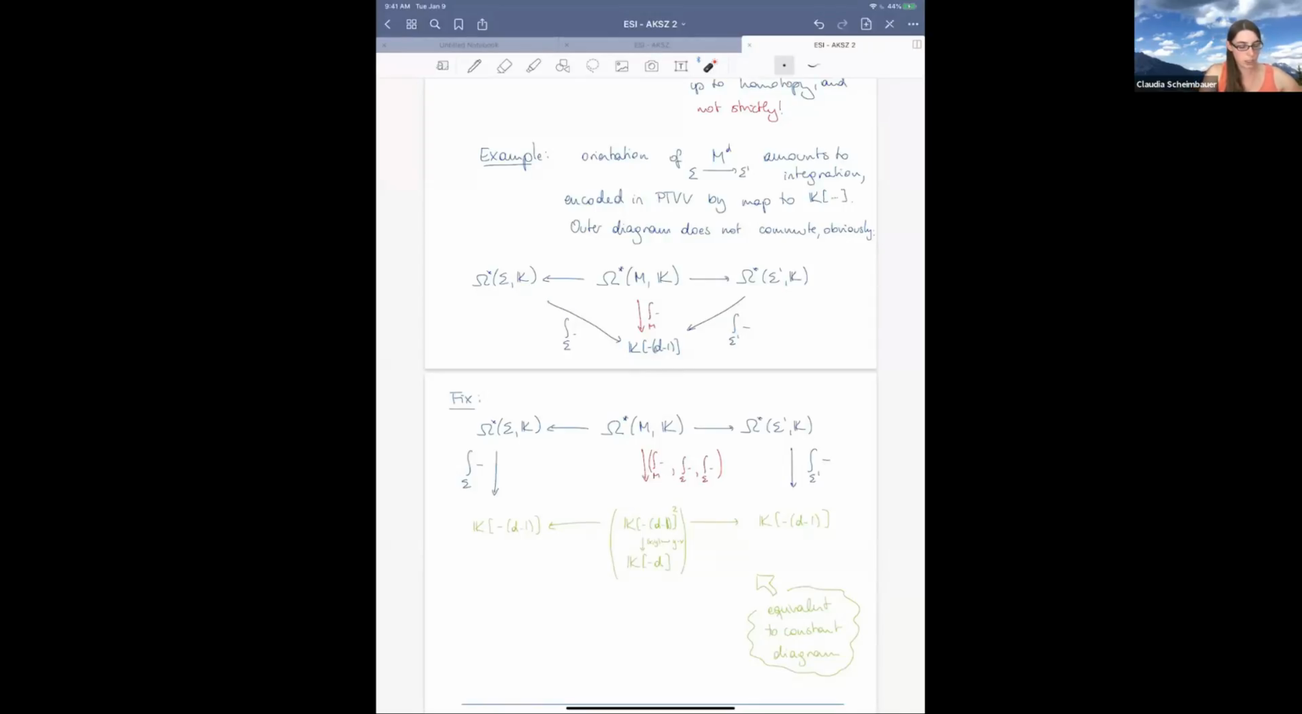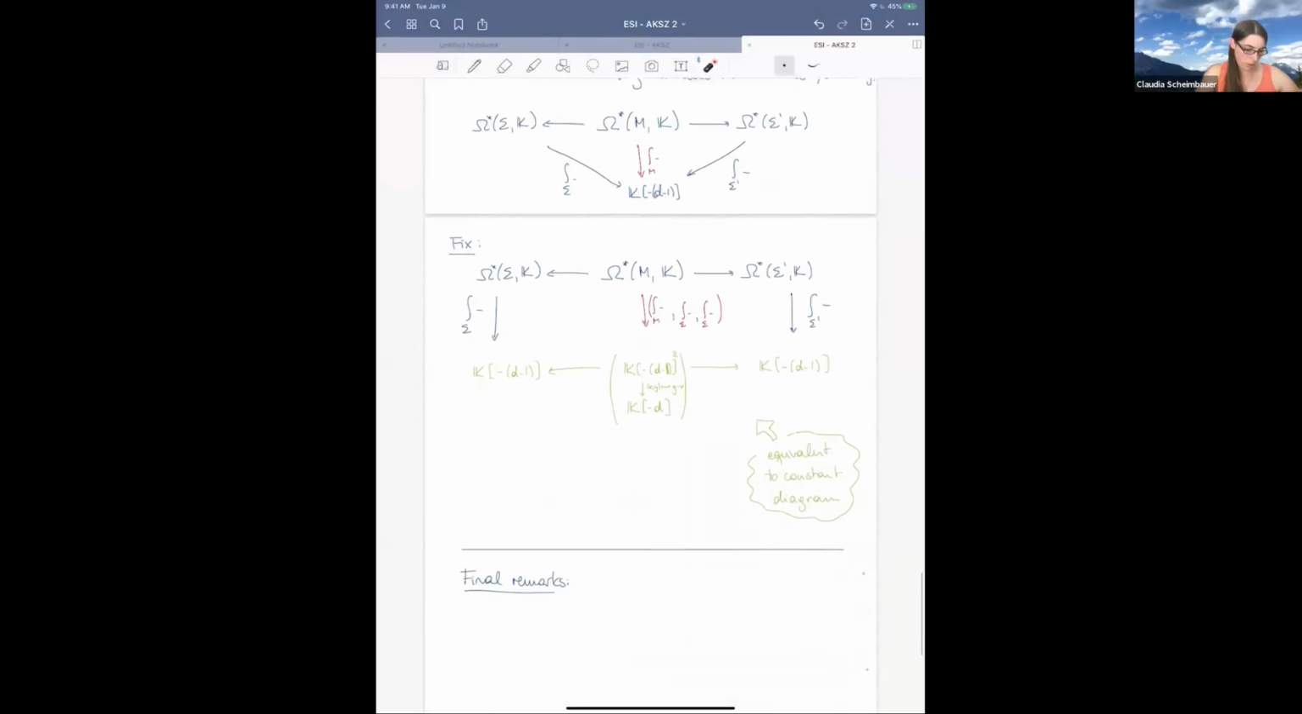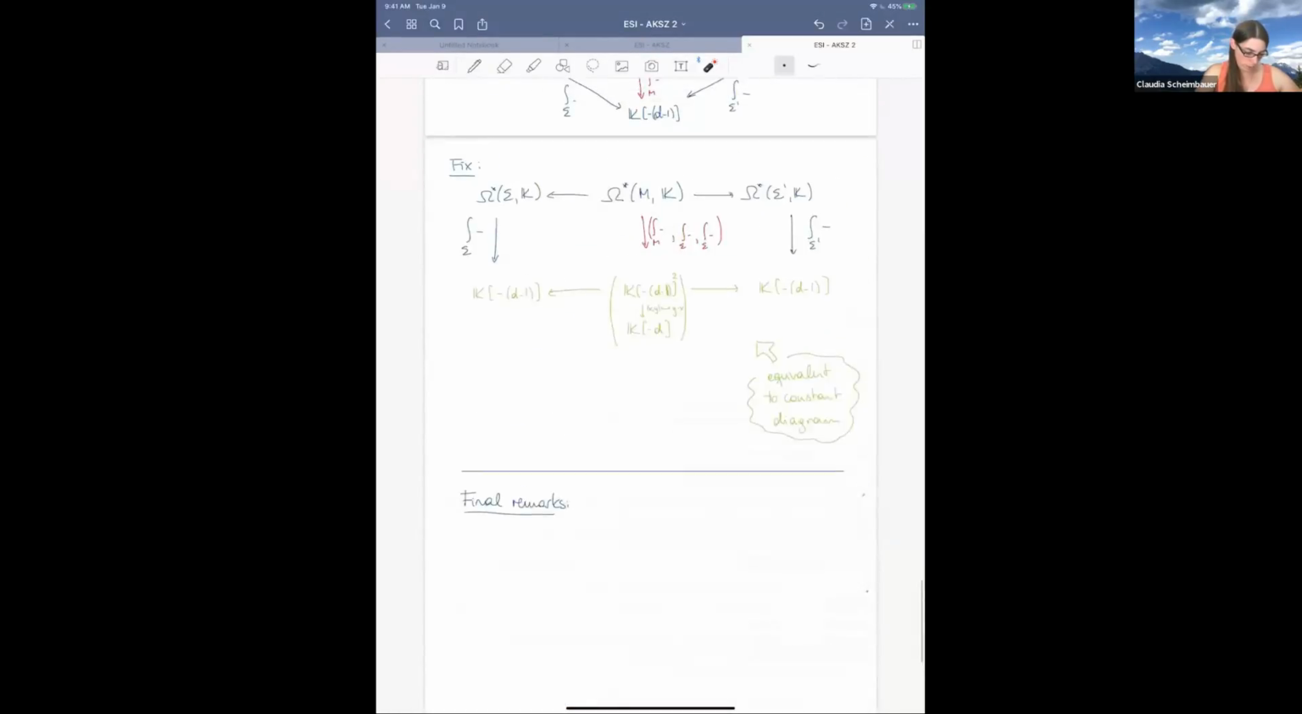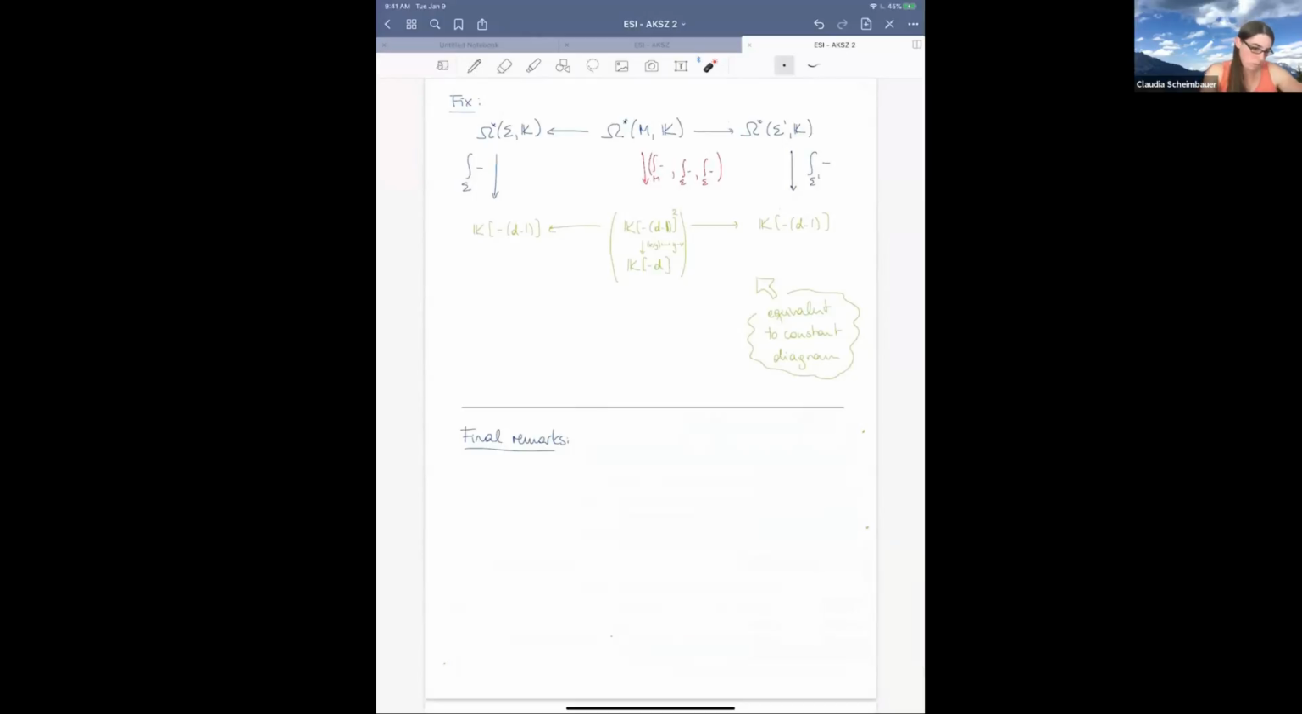Because in these fully extended TFTs, you always have to keep track of all these pieces of information. So they should be there somehow. All right, so let me finish with some final remarks about this construction.